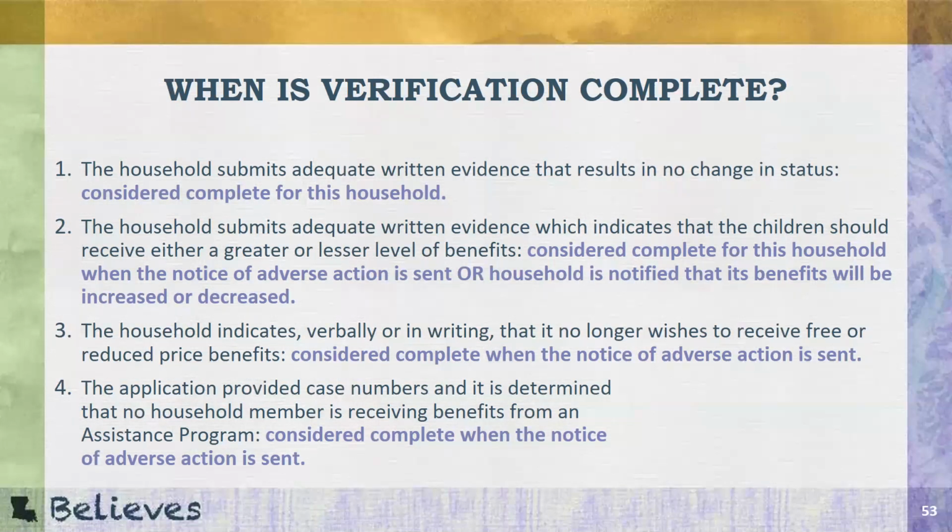The household indicates verbally or in writing that it no longer wishes to receive free or reduced price benefits. Then verification is considered complete when the notice of adverse action is sent. Or the application provided case numbers and it is determined that no household member is receiving benefits from an assistance program. Verification in this instance is considered complete when the notice of adverse action is sent.